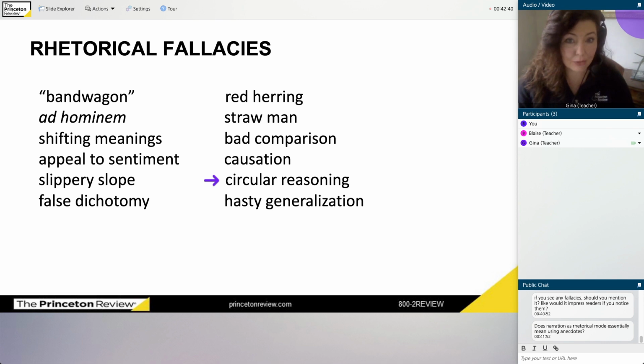Circular reasoning is interesting. Definitely add this to your notes and look it up on your own. But frankly, you're not likely to see circular reasoning on your test. Maybe, but probably not. And then we have hasty generalizations. This happened once, therefore it's going to happen every day for the rest of my life. That would be a generalization.